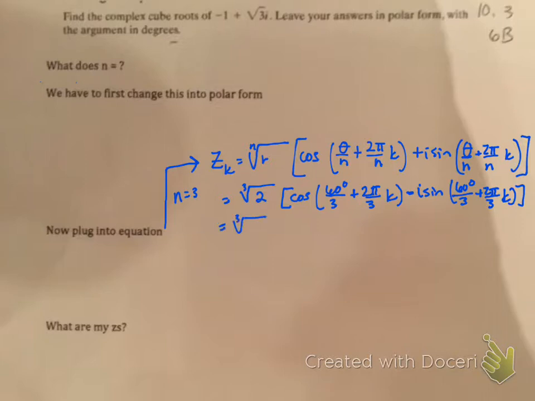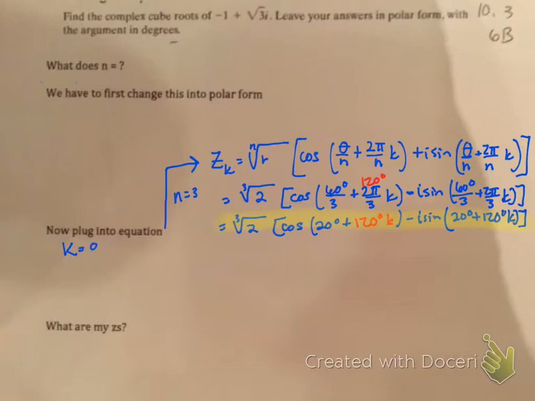So this becomes the cube root of 2 cosine, when I divide 60 divided by 3, I get 20 degrees, plus, remember that 2 pi over 3 is equivalent to 120 degrees. I'm going to leave it as 120k because it'll be easier to plug in. And then sine is going to be the same thing, 20 degrees plus 120k. All right. So now that I have everything ready to go, I have my generic formula. This is my generic formula. I now need to plug in k's to find the roots.